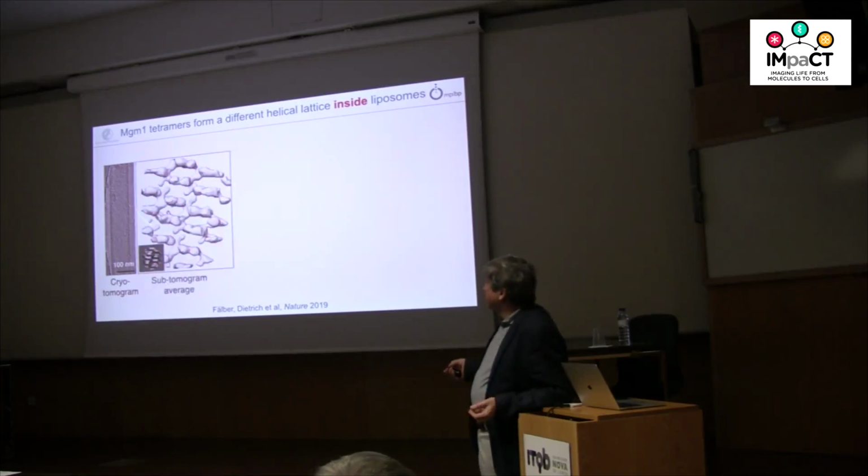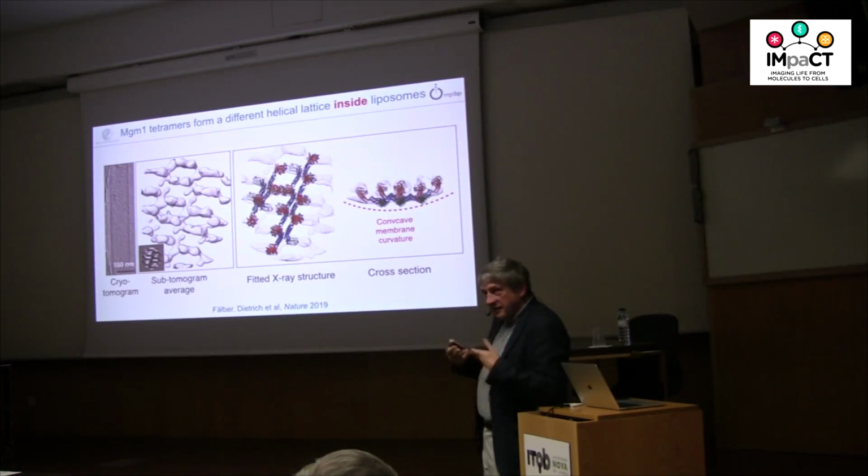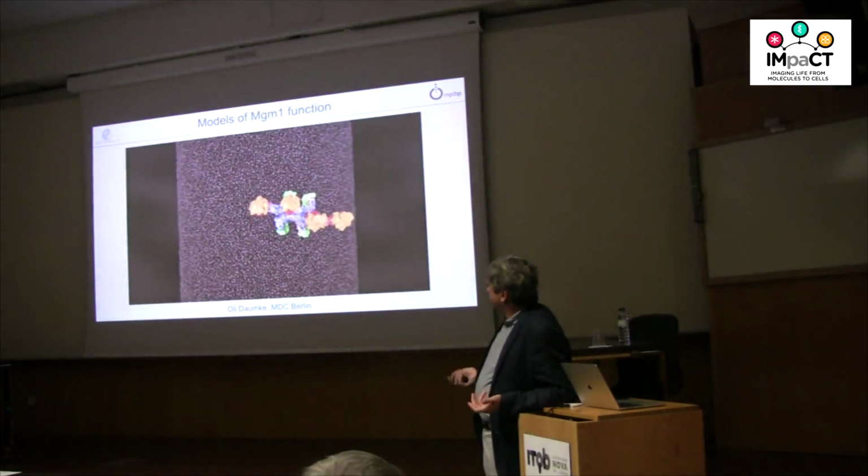The same thing. This is the subtomogram average. This is the fitted X-ray structure, and now the GTPase domains are in opposition. We still don't know how it works, but you can see how it can work. By hydrolyzing GTP, it creates a force, and that can then change the shape of the membrane. This is a movie that Oliver sent me to show you how he thinks it works.